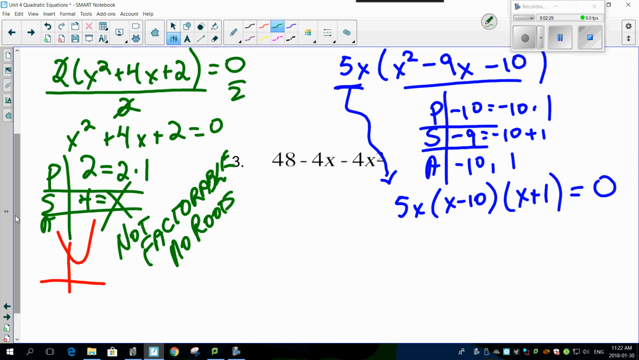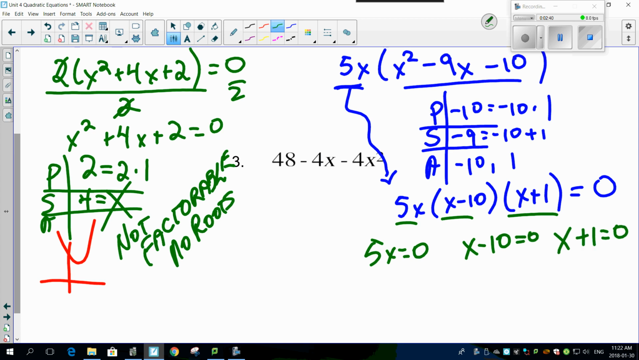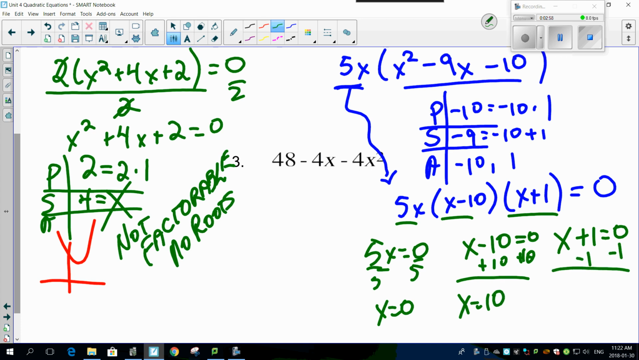Okay? Watch. Take every one of these factors and let them equal 0. Okay? And x plus 1 equals 0. Now solve. Divide this by 5, divide this by 5. Guess what? x can equal 0. And that'll give you a root. Look at that. Add 10 to both sides, add 10 to both sides. So guess what? This guy is x equals 10. And this one, subtract 1 from both sides. Subtract 1, subtract 1. This gives you x equals minus 1.